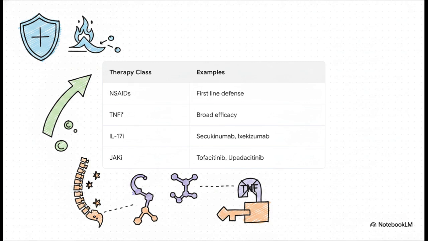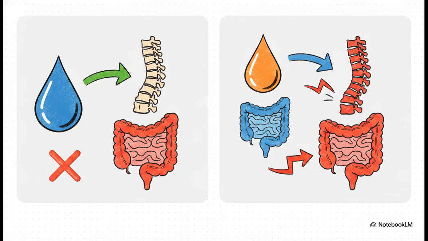We use TNF inhibitors, which show broad efficacy across the disease spectrum. We use IL-17 inhibitors, like secukinumab and ixekizumab. And for patients who fail TNF inhibitors, we can turn to targeted synthetic JAK inhibitors like tofacitinib and upadacitinib. But choosing the right biologic brings us to a really fascinating nuance in rheumatology, something we can call the cytokine paradox. Remember how we said IL-17 and IL-23 are heavily involved in these diseases? Well, IL-17 blockers are incredibly effective at shutting down inflammation in the spine. However, they are totally contraindicated if a patient has active inflammatory bowel disease. Why? Because IL-17 actually plays a protective role in maintaining the gut barrier.